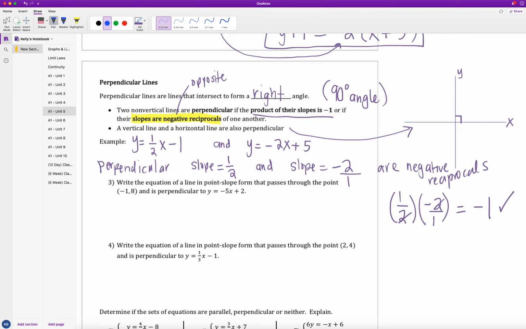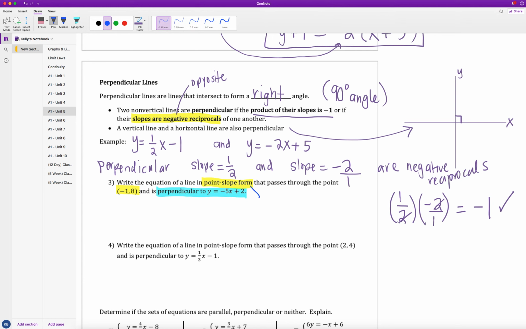Let's look at our first example here. It says, write the equation of a line in point-slope form that passes through the point -1, 8 and is perpendicular to the line y equals -5x plus 2. So this looks very similar to our first two examples. I'm still dealing with point-slope form, and they give me a point that it's passing through. The difference here is that we're now looking to be perpendicular to the line that is given.